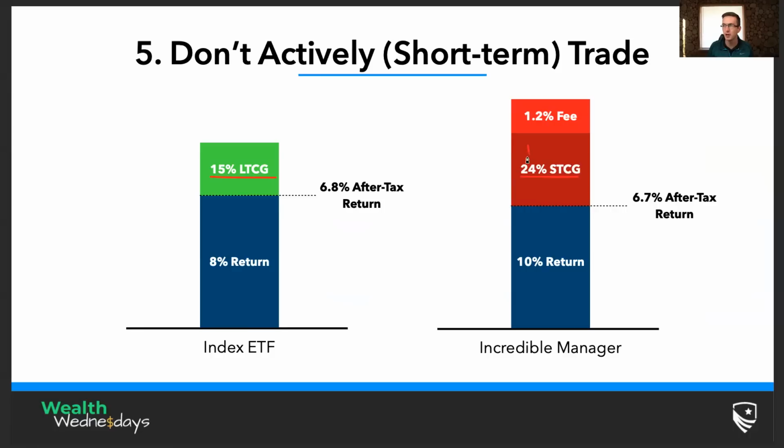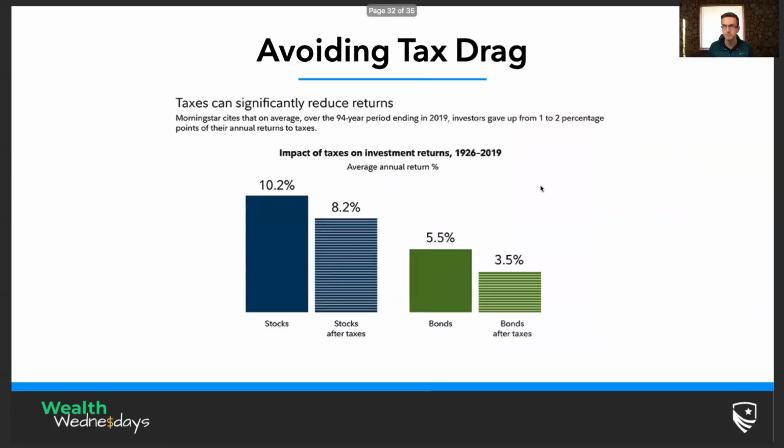You need to be getting that much better of performance because you'll have a higher tax rate coming out of that. And again, we care about after-tax growth, especially in a taxable account, and avoiding tax drag. Morningstar cites on average over a 94-year period in 2019, investors gave up 1 to 2% of their annual returns to taxes.